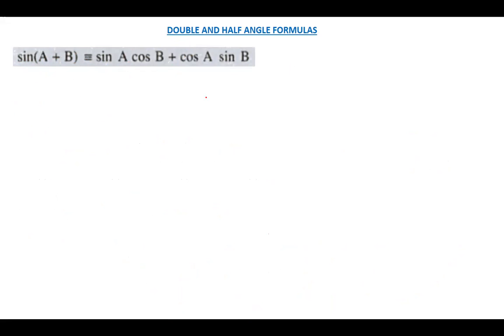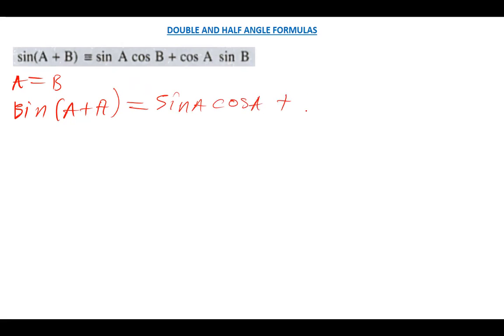Now imagine that where there's B, we put A. We say, what if A is equal to B? So meaning where there's B, we put A. What are we going to have? We're going to have sine(A + A), which will just be equal to sine A cos A, then plus sine A again cos A.